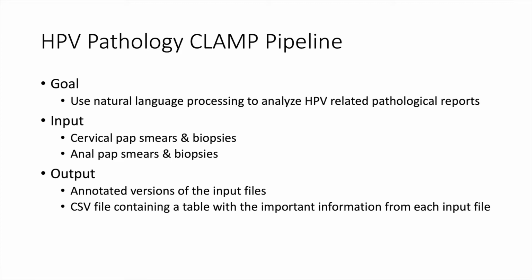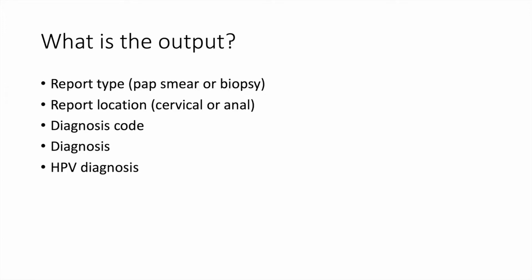The input into the pipeline is cervical and anal pap smears and biopsies, and the output will be annotated versions of the input files and a CSV file containing a table with the important information from each input file. What you're getting in the output is the report type, the report location, the diagnosis code, which is a numerical representation of the diagnosis in text form, and the HPV diagnosis.